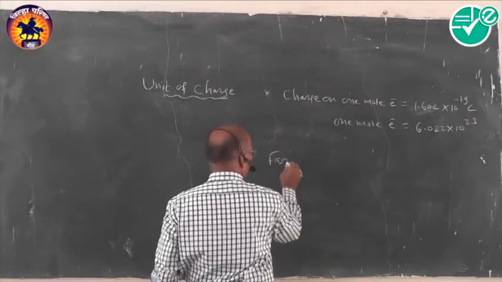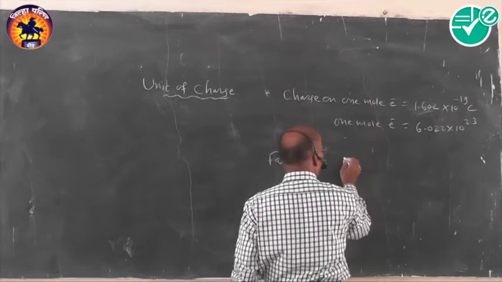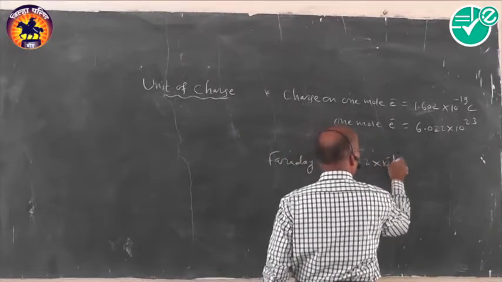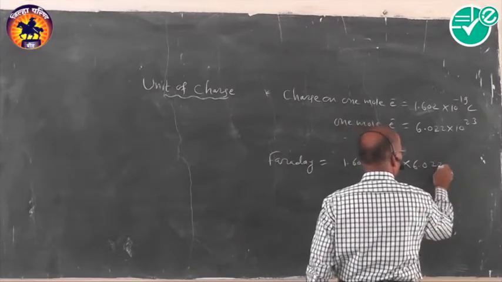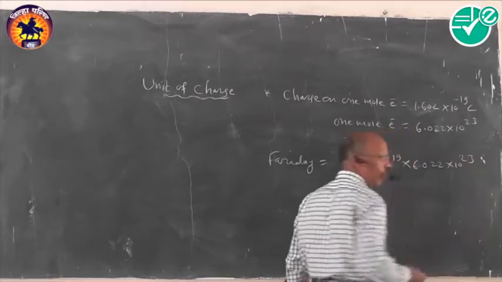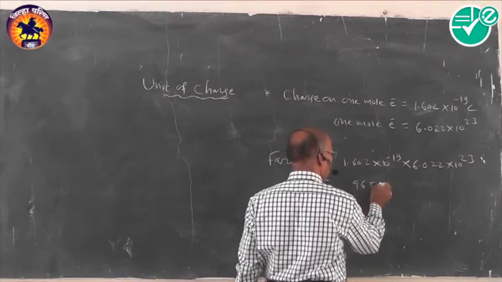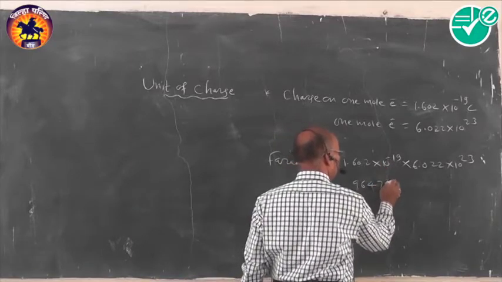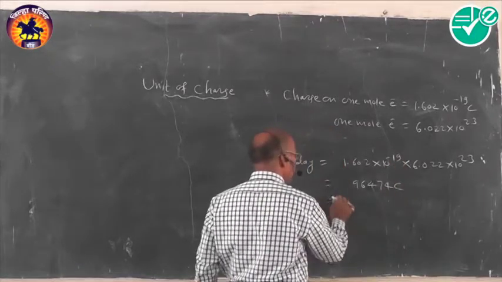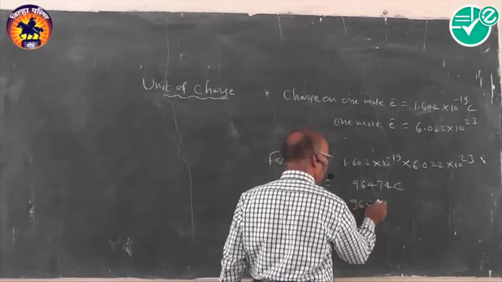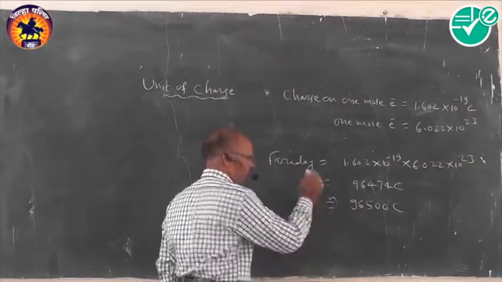So Faraday is equal to the charge on 1 mole of electrons, 1.602 × 10^-19, times the total number of electrons, 6.022 × 10^23. If you work this out, it comes to 96,5474 coulomb, but for our convenience we write it as a round value of 96,500 coulomb. So this is the value of 1 Faraday.